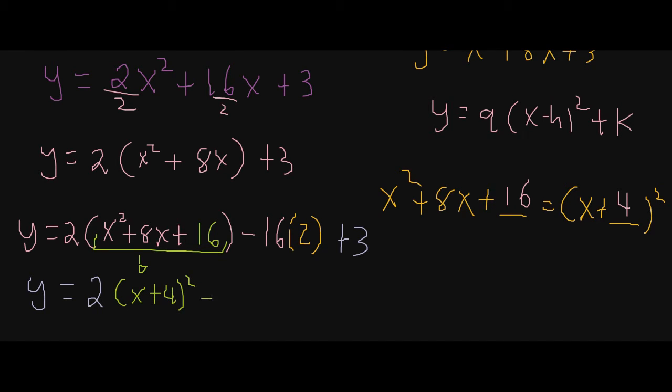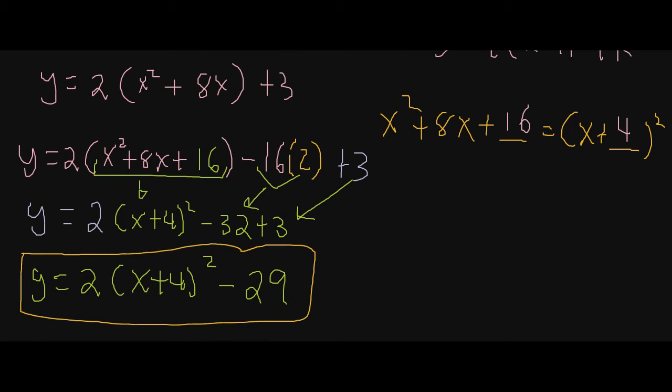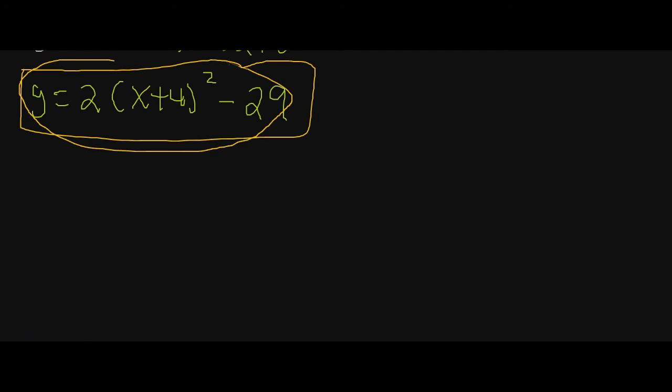Well, now we can write over here, this is going to be minus 32, right? Plus 3, right? Negative 16 times 2 gives me the 32, but we still have the plus 3. Okay. Then we go ahead and write that as y is equal to 2 times (x plus 4) squared, right, minus 29. And that's it. We just converted from our general form, which was this initial equation up here, into its vertex form. All right. Awesome. Let's go ahead and do another one.